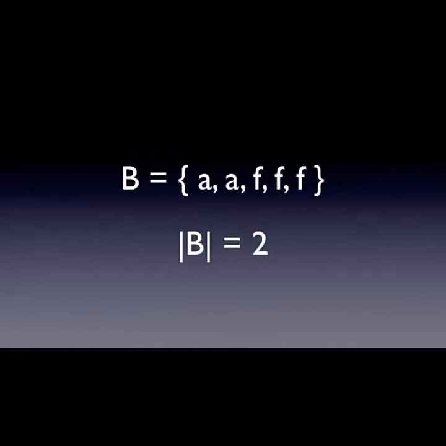Now let's take a look at set B. In this case, set B contains 5 elements, but because the elements are duplicated, set B only has a cardinality of 2. Remember, the cardinality of a set is the number of distinct elements, so duplicates are not counted.